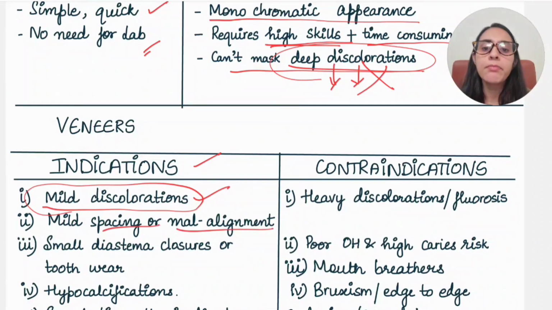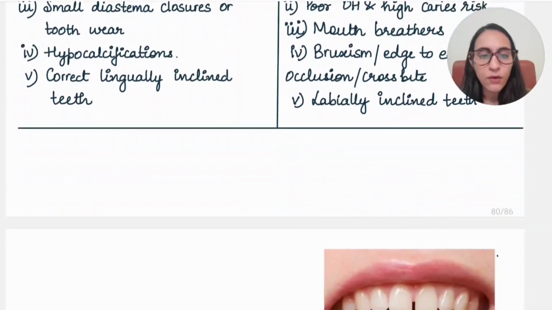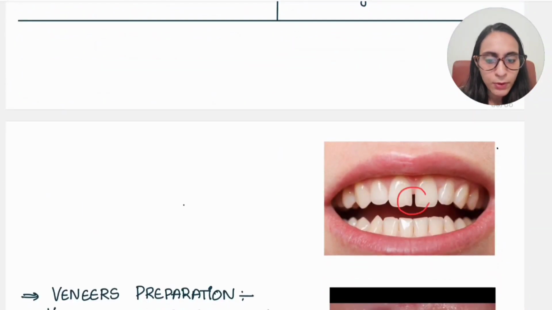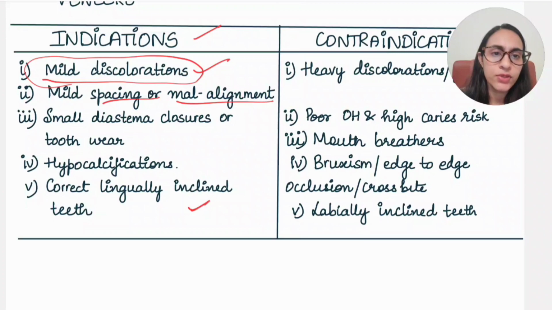For mild spacing and malalignment also, we use the veneer. For small diastema closure or tooth wear. So for cases of diastema, where there is a small amount of diastema, it can be closed by the partial veneer, a very technique sensitive process. And it is difficult to place, and you might break them while you are placing them because they're very thin. So you can also use it in case of midline diastema. Then for hypocalcifications you can use the veneers, and you can correct lingually inclined teeth using the veneers.